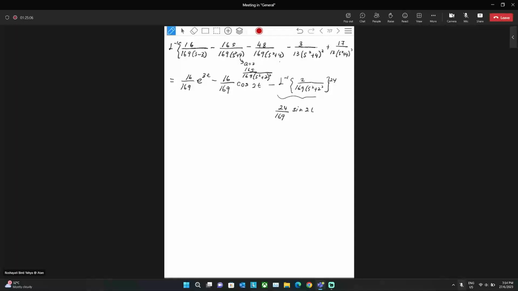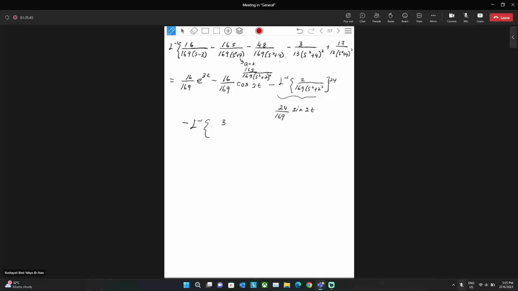Okay class, and then for this part, this is a repeated quadratic. If you find this case, you cannot use partial fraction, so you need to use the convolution method. Convolution method we will learn in the next topic. So just leave it.